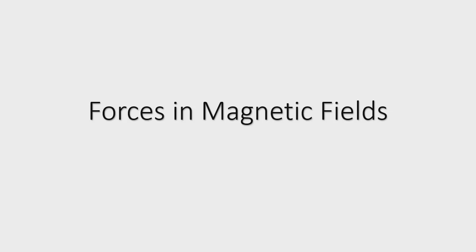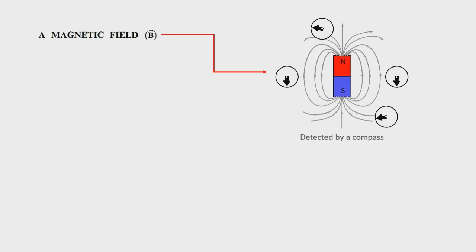Forces in a magnetic field. A magnetic field is detected by a compass. Supposing there is a bar magnet. A bar magnet has two poles. These are the North Pole and the South Pole.